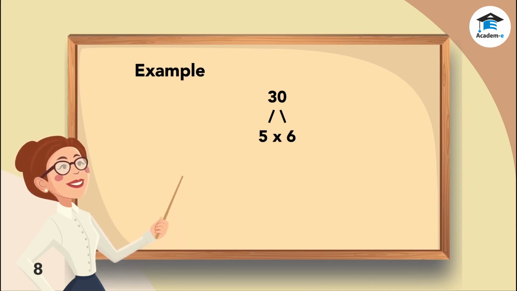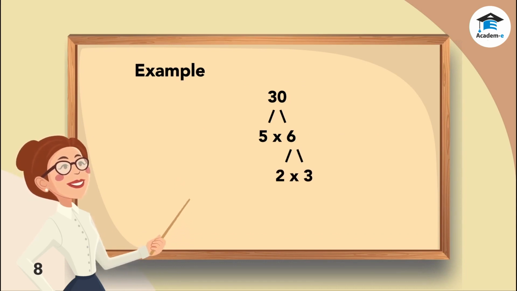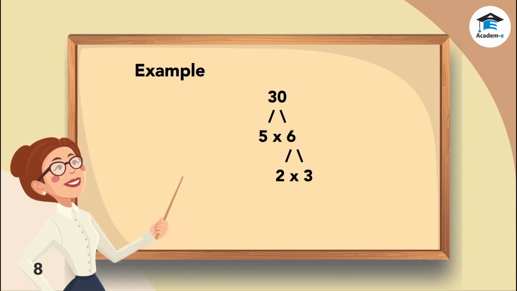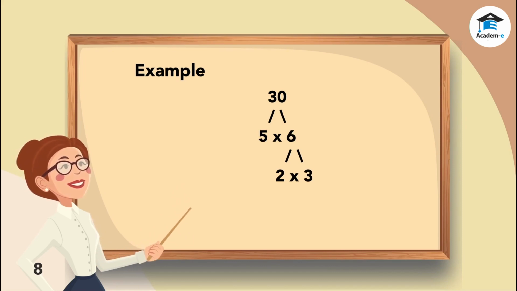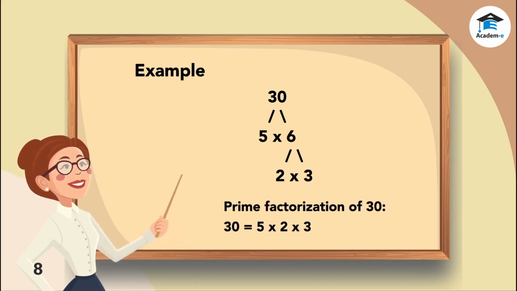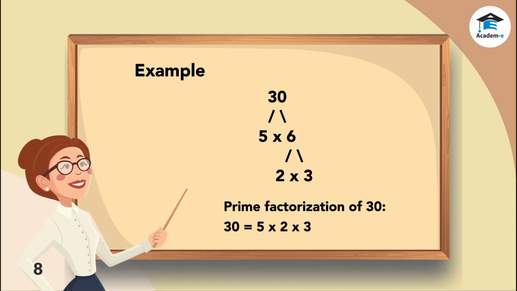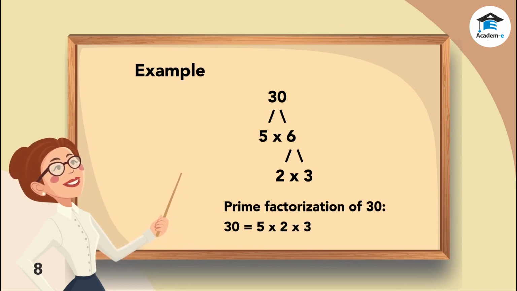5 is already a prime number, while 6 is not, since 6 equals 2 times 3. 2 and 3 are both prime numbers. The prime factorization of 30 is therefore 30 equals 5 times 2 times 3. What you've just seen is the factor tree method for getting the prime factorization of a number.